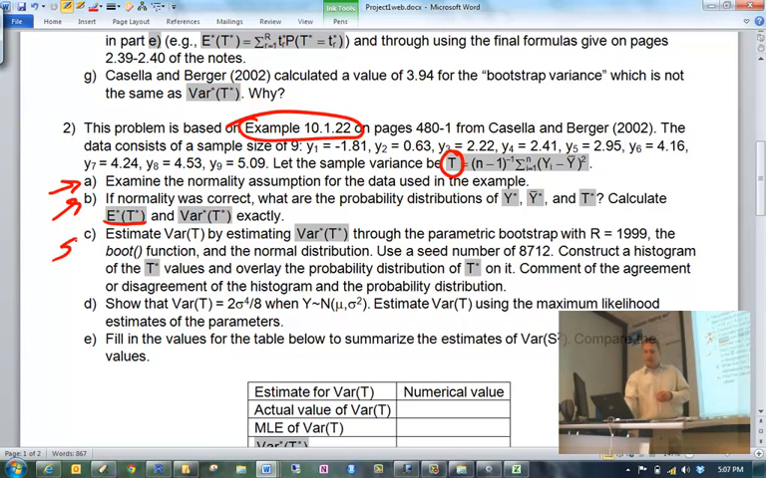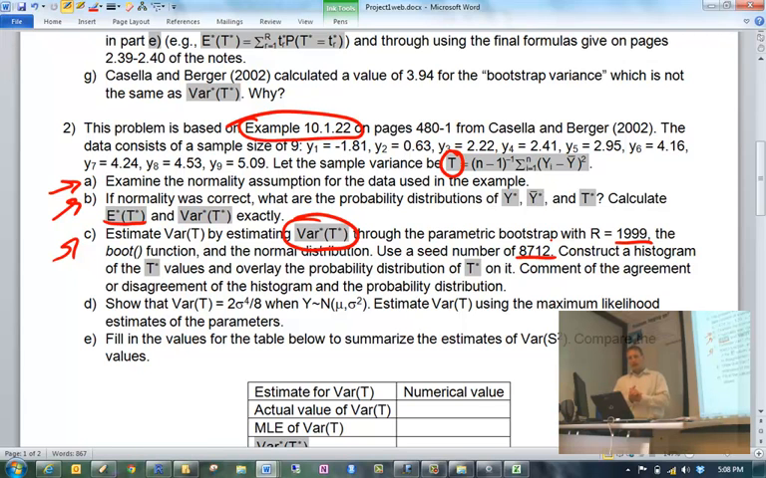Then part C, we're going to estimate the variance of t. So we're estimating the variance of a sample variance. Be careful there. I want to estimate it by estimating var star of t star with the parametric bootstrap, 1999 resamples. Use the boot function. Use the normal distribution as well. Use a C number of 8712 so that everyone in our class will get exactly the same result.